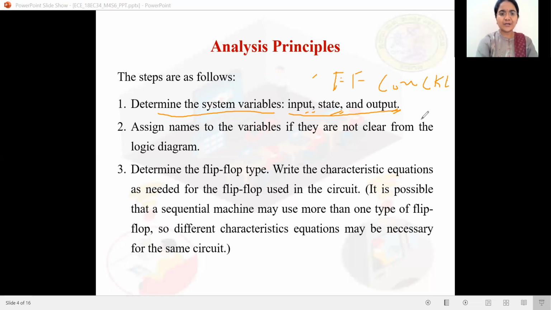The second step is to assign names to the variables if they are not clear from the logic diagram. In order to write the transition table and state table, we have to assign names to the variables if they have not been provided. The third step is to determine the flip-flop type. In the diagram, we can easily come to know the type of the flip-flop, and we have to know its characteristic equation. In some circuits, we may have different types of flip-flops, and then we have to know the characteristic equation of each of those flip-flops.